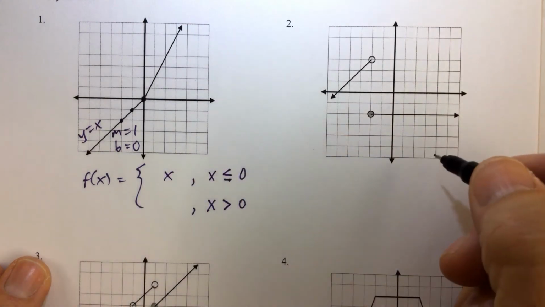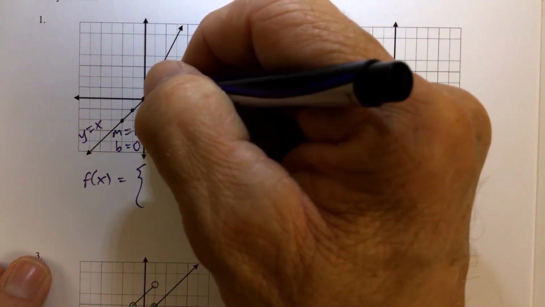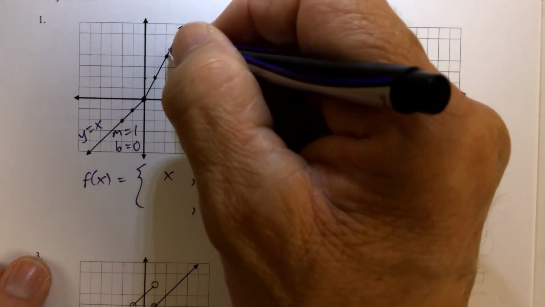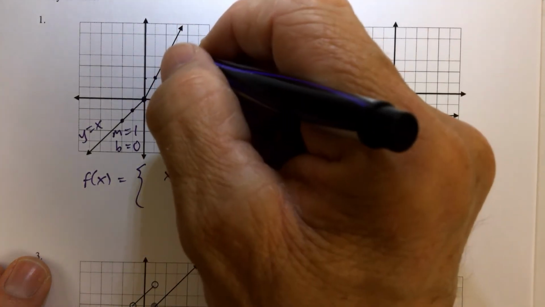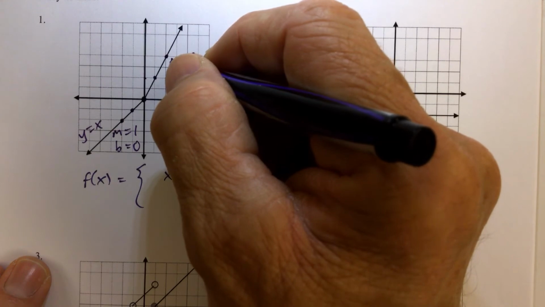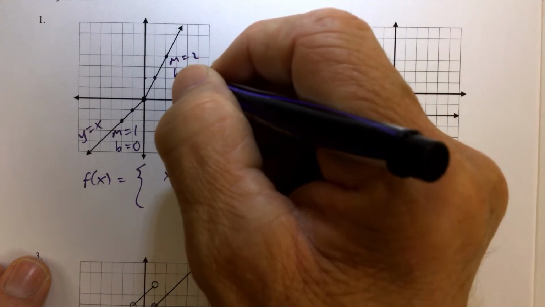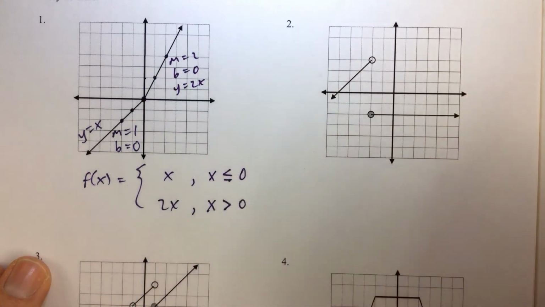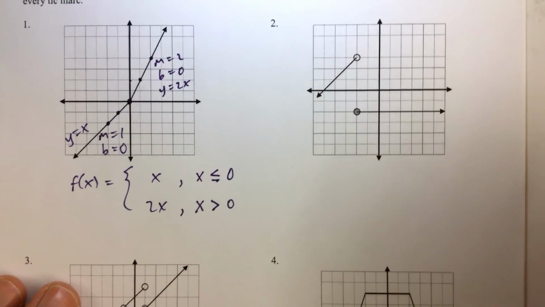So that piece goes there. The other piece, we can clearly see that we go up 2/1 for our slope. So if the slope is 2 and the y-intercept still is 0, then we have y equals 2x plus 0, or y equals 2x, and that's the second piece. That's all there is to it.